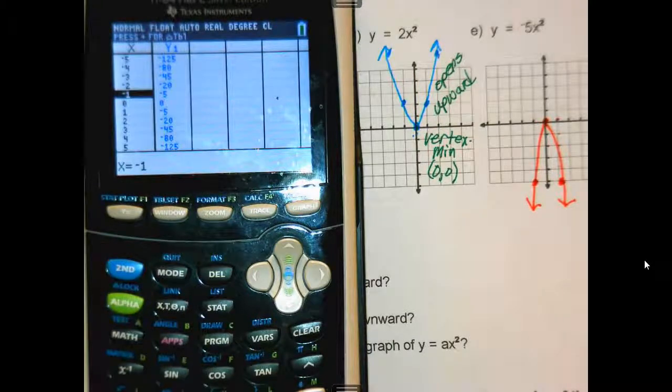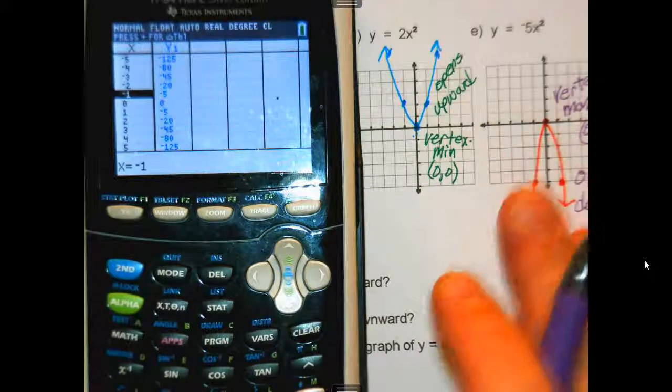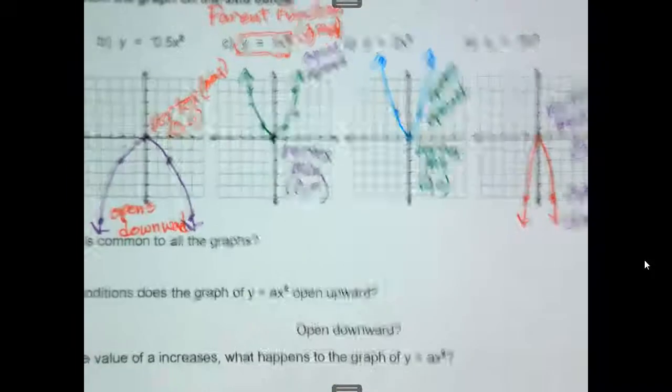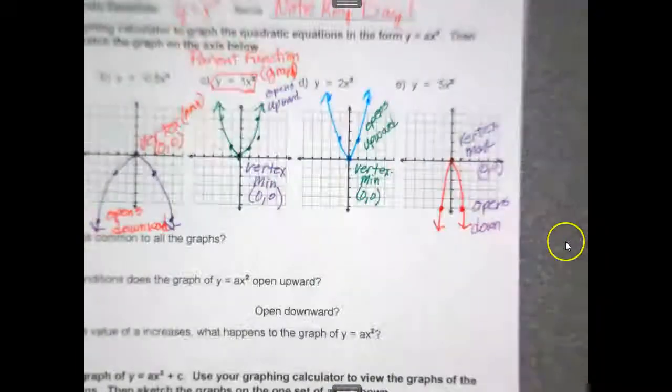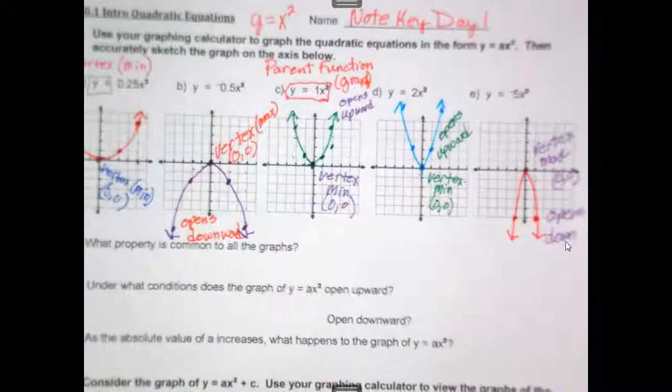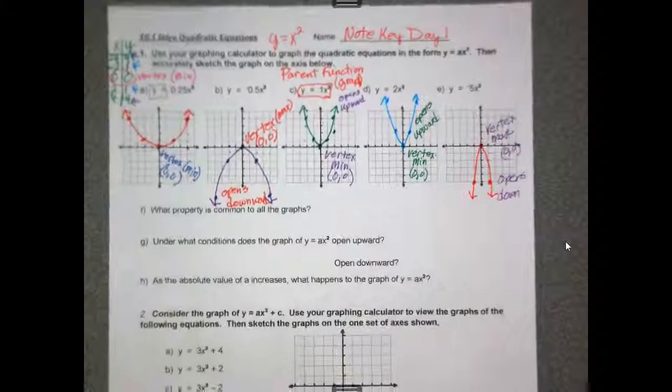A couple of things. This is my vertex. It's also a maximum this time, right? At 0, 0. This one opens downward, right? Opens down. Okay, does everybody have their graphs?